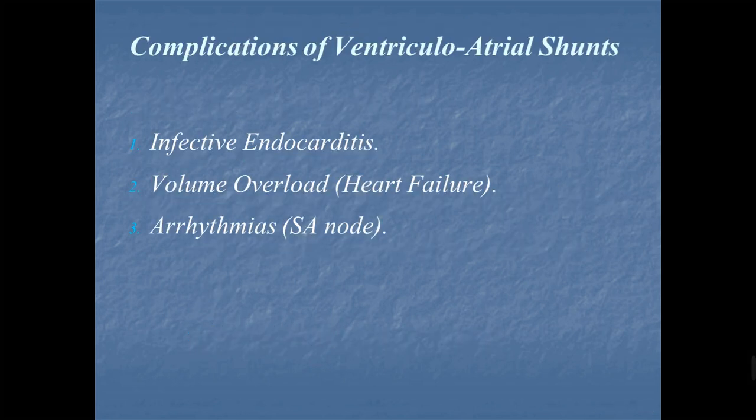Regarding complications of ventriculoatrial shunt, in addition to the previous three, there will also be other dangerous complications like infective endocarditis and volume overload, because the CSF will be added to the blood and overload the heart, resulting in heart failure, or maybe arrhythmia, because you know that in the wall of the right atrium there is the SA node, and this may be irritated by the lower end of the catheter of the shunt and may result in arrhythmia. So you see that these are dangerous complications.